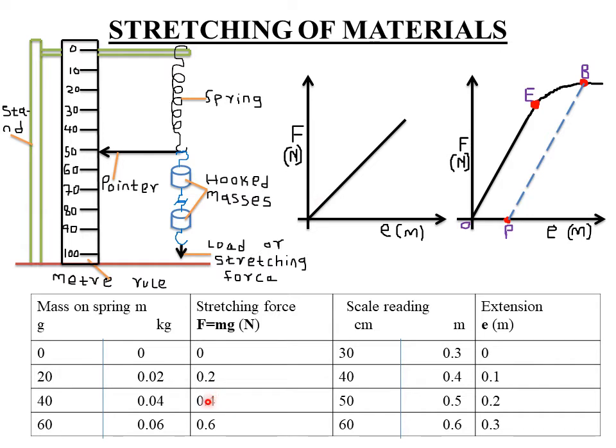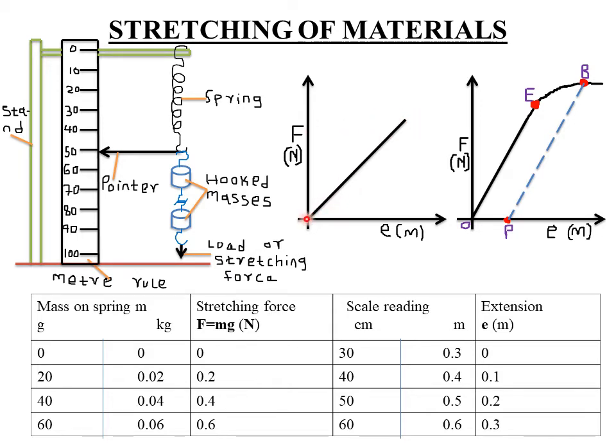Then you go to the next, 0.4. 0.4 could be somewhere here. The 0.4 corresponds with an extension of 0.2. So 0.4 with 0.2, the mark is likely to be somewhere here. Then of course the last one, 0.6 Newton, corresponds with an extension of 0.3. So 0.6 is likely to be here. Then 0.3 is maybe somewhere here. So where the two marks meet is our point, which is somewhere here.